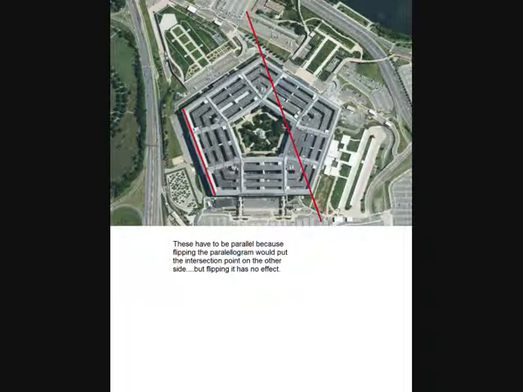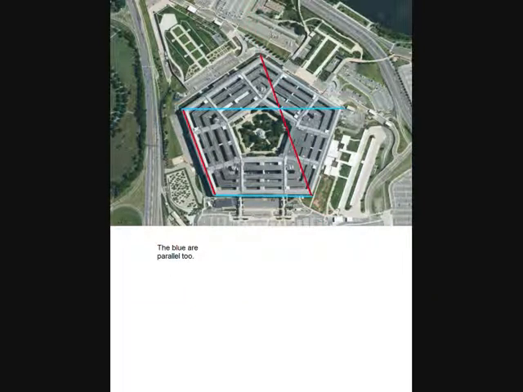if they intersected, it would move the intersection point to the other side. But flipping the pentagon doesn't change either line, because it doesn't change the pentagon. Likewise, these two blue lines are also parallel.